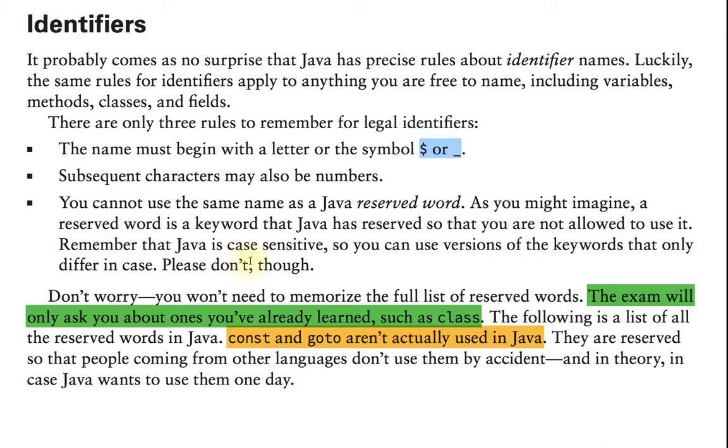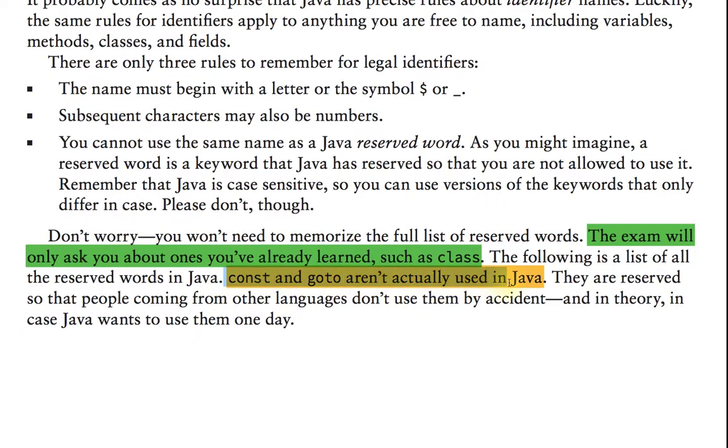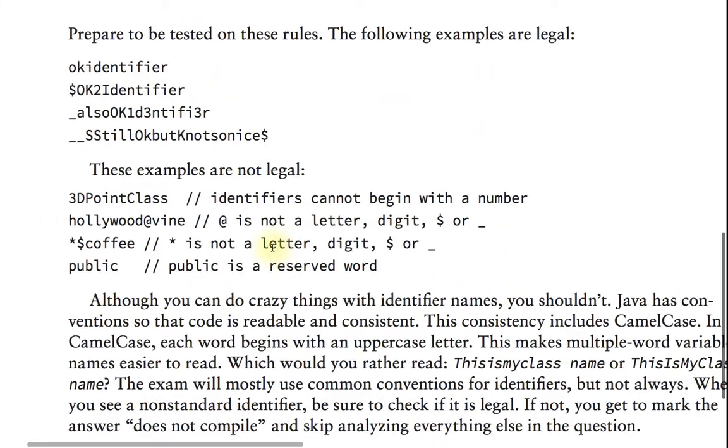Remember that Java is case sensitive, right? So you can use a version of a keyword that differs in case. Const and goto aren't actually used in Java. They are reserved so people coming from other languages don't use them. They have listed all the keywords over here. Look at these identifiers. Okay identifier is fine, dollar is fine, underscore is fine, and this is also fine, but this is not fine because it starts with a 3. This is not fine. And what else? Hollywood@ has an at sign. This is not a valid identifier. Asterisk is also not a valid identifier, and public, a reserved word, cannot be used as an identifier.